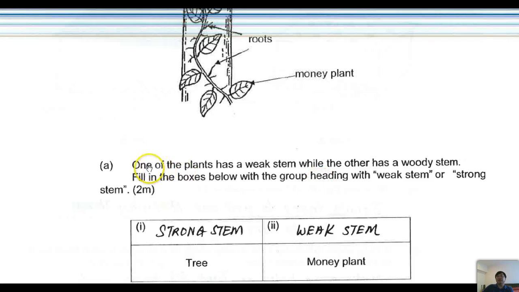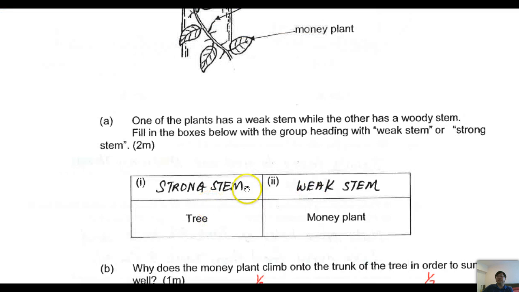Now, one of the plants has a weak stem, while the other plant has a woody stem. Fill in the box below with the group heading, weak stem or strong stem. Right, obviously the tree is strong stem, the money plant is weak stem.